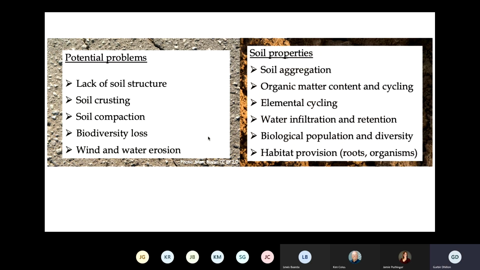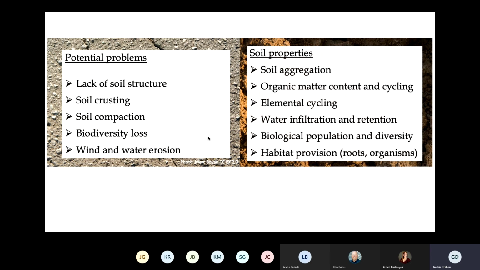All of these problems are linked to different soil properties, different physical, chemical, and biological properties of the soil. For example, lack of soil aggregation leads to poor soil structure and compaction. Less organic matter leads to poor nutrient cycling and water retention. Similarly, water infiltration is linked to erosion. So these different physical, chemical, and biological properties interact amongst themselves to provide a healthy soil. And these properties can be used as parameters of soil health measurement.